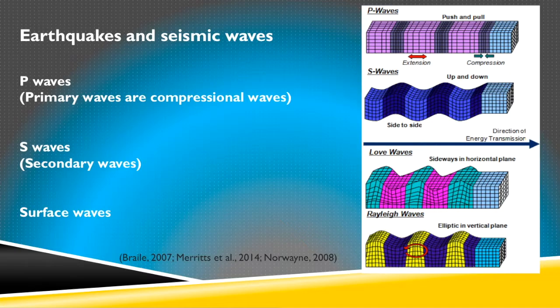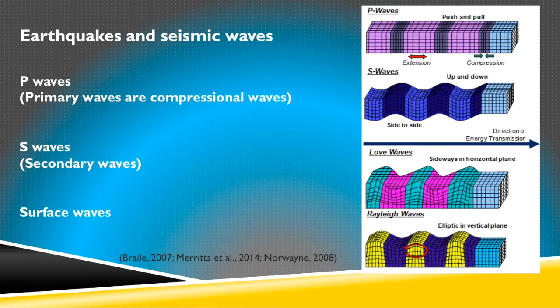S waves, or secondary waves. The second type of wave you feel in an earthquake. They are slower and move at about half the speed of P waves and can only move through solid rock. They are shear waves that push material at right angles to their path of travel. Surface waves ripple across the Earth's surface, and these waves are responsible for the most damage. Rayleigh waves roll along the ground like ocean waves and cause most of the shaking.